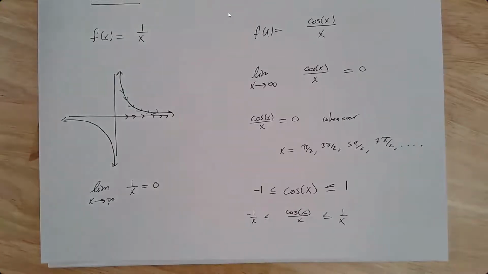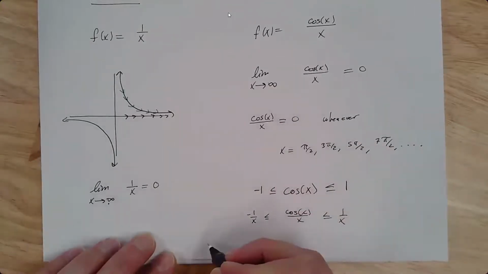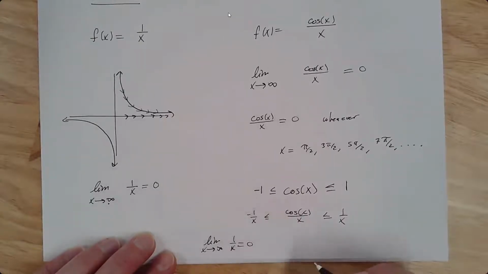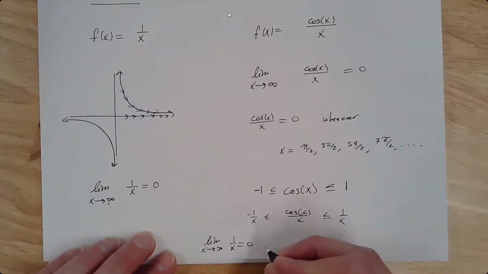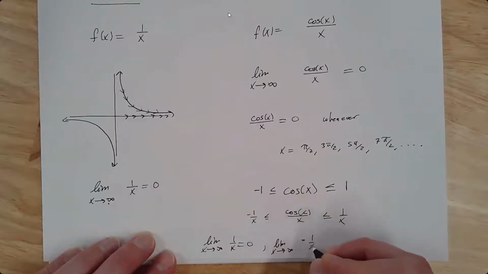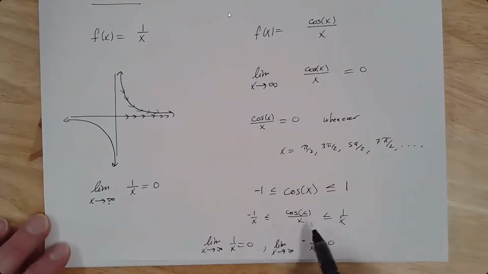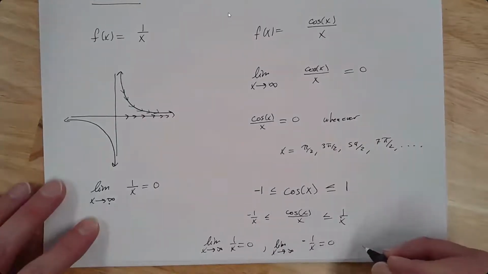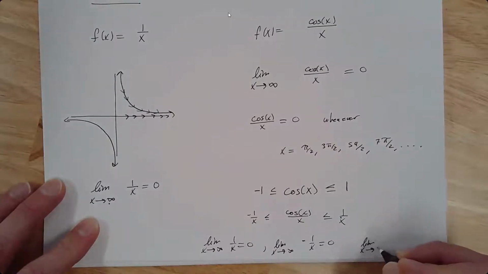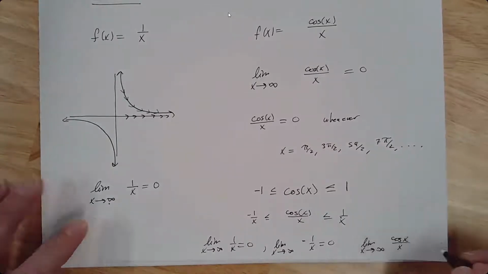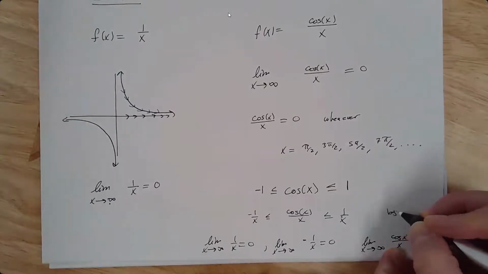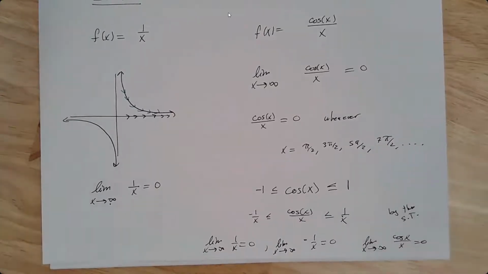So we're going to take the limit as x goes to infinity, and we can see the limit as x goes to infinity of 1 over x is definitely 0. We did that one already. Similarly, the limit as x goes to infinity of -1 over x also has to be 0, which means the limit of this is 0, the limit of this is 0, and this has to be between them, so it's also 0. And that's by the squeeze theorem. Cool. Questions?